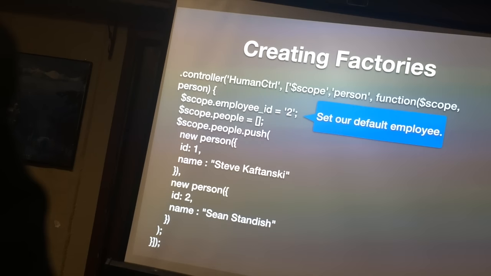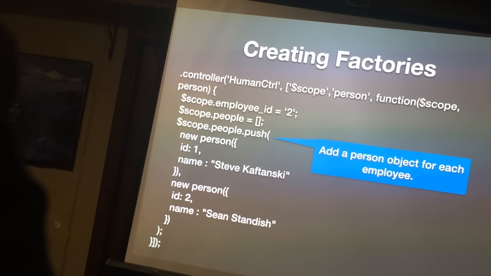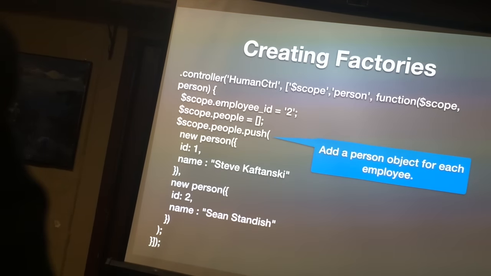If we didn't do this, I'm going to create a select list. I'm going to show you how to create a select list using Angular. And if I didn't do this, the select list would default to empty. It would create a new element, empty, and then display my two objects. But I want it to default to Sean as the employee, so I'm defaulting that to number 2, and then again adding a person object for each employee.